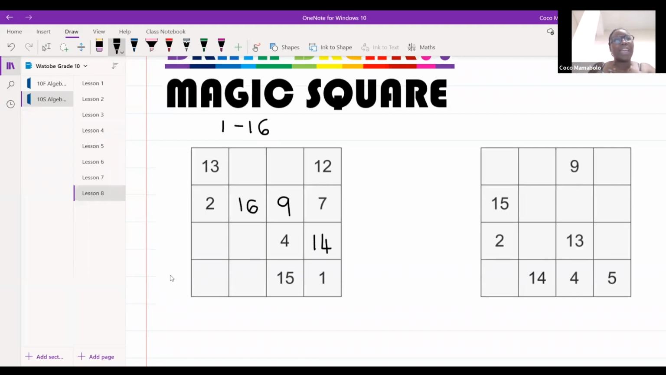15, 4, 9, and 6. Is that what I'm seeing? I'm seeing Limnandi say 15, 4, 9, and 6. So I'm going to assume this is 6 over here. Keep them coming, guys.